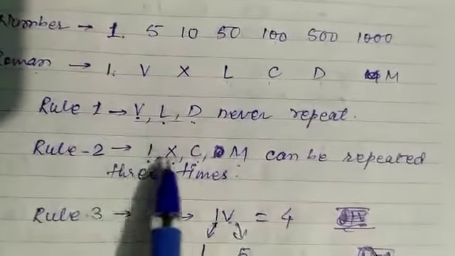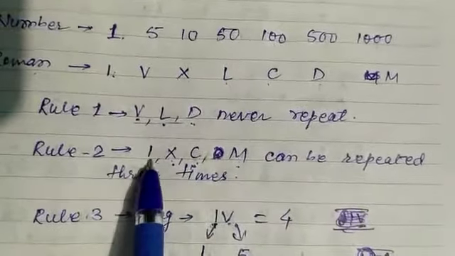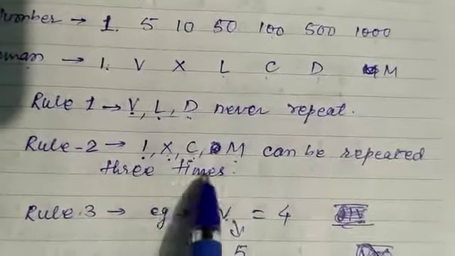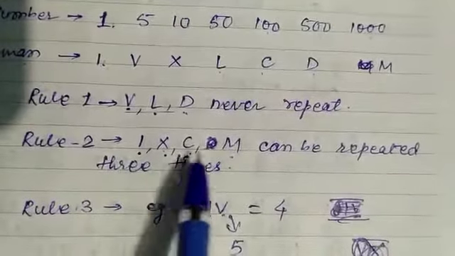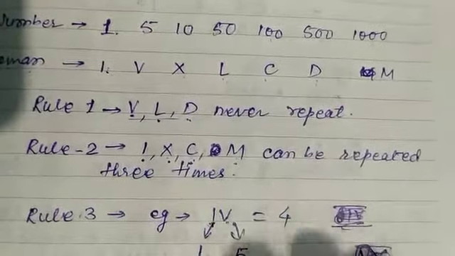The rule number 2 is I, X, C, M, that means 1, 10, 100, 1000 can be repeated 3 times. That means this alphabet can be used in a Roman number 3 times maximum.